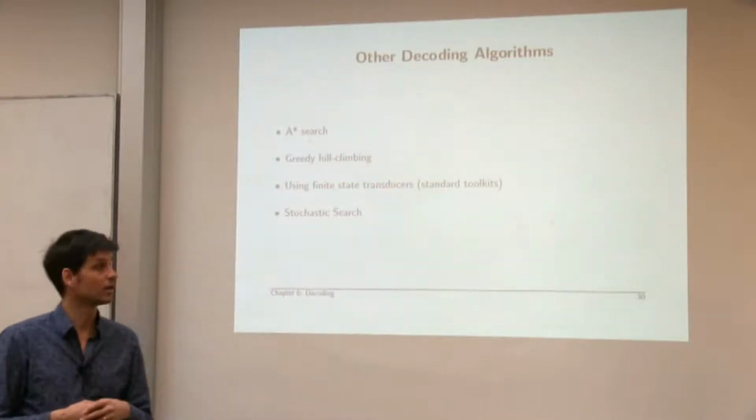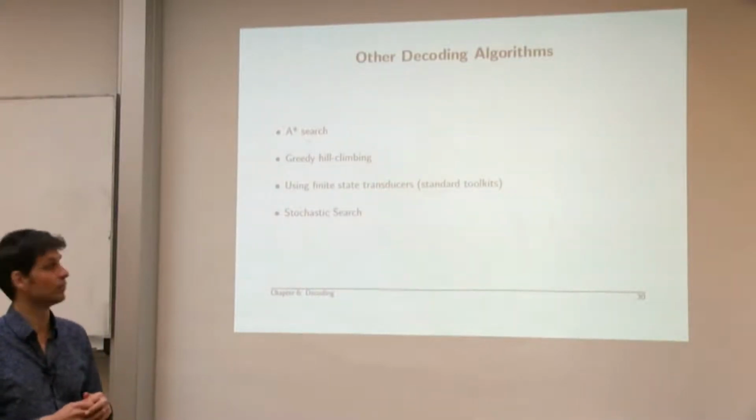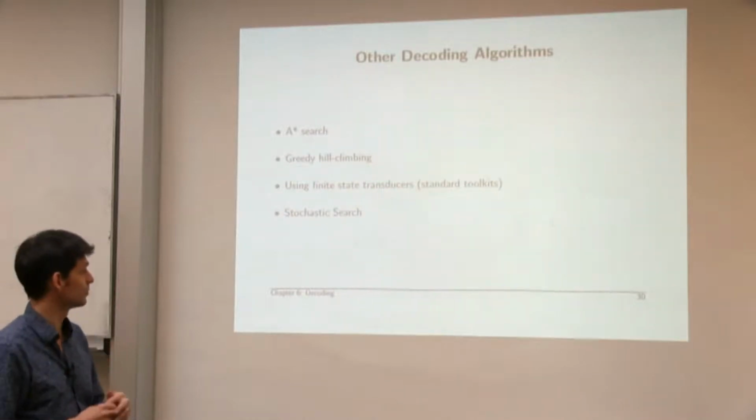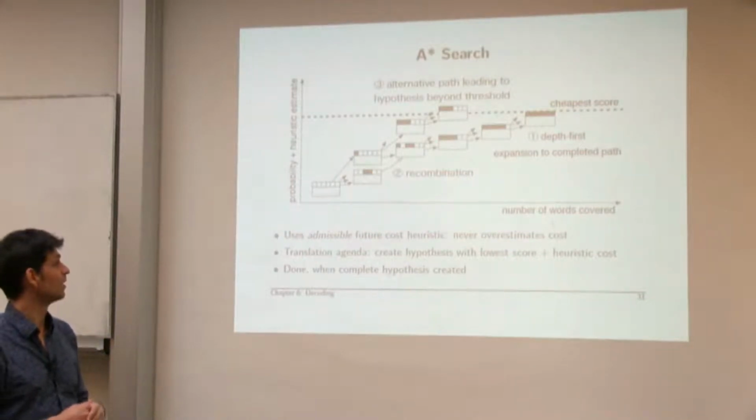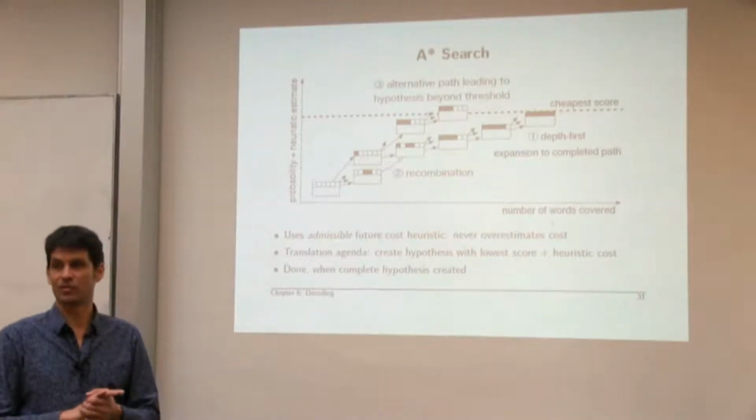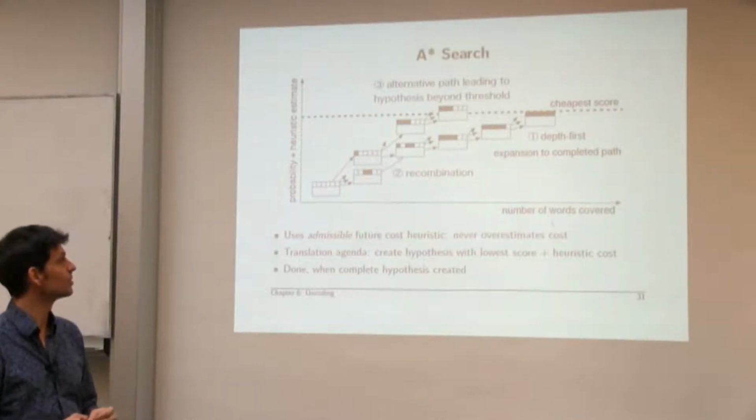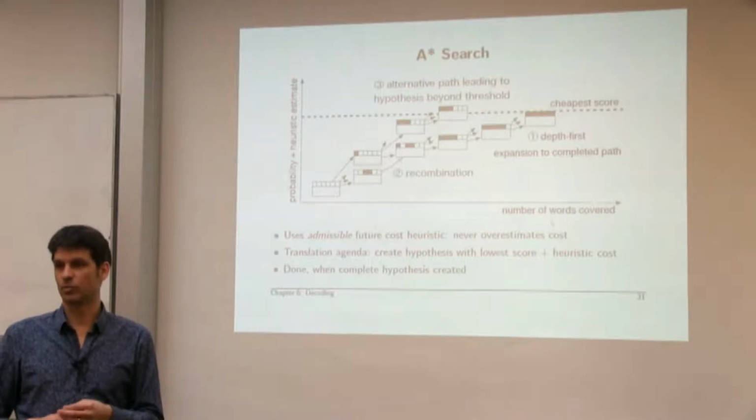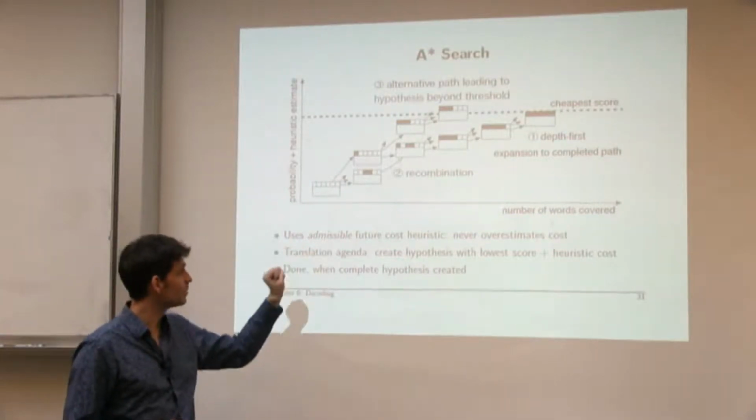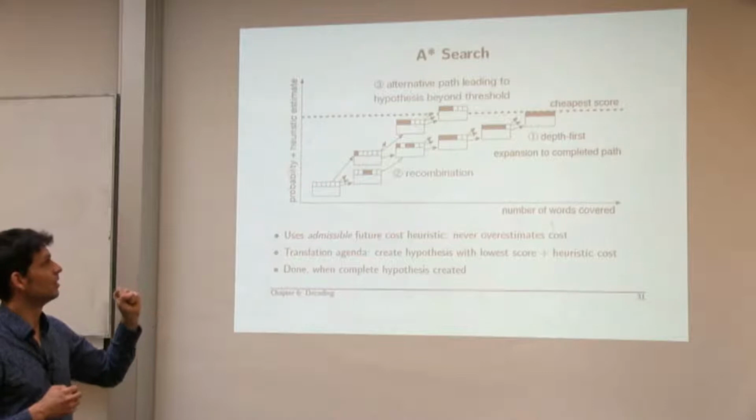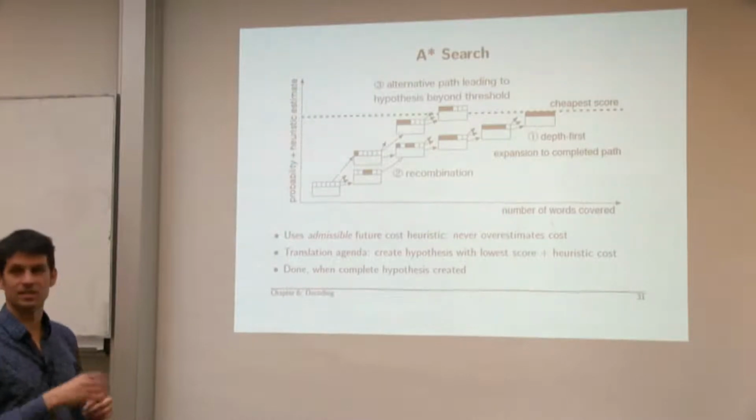So there are also other decoding algorithms, such as the A-star search that I mentioned, or greedy hill climbing. Maybe we'll get to that in one of the future lectures. You can also use finite state transducers and other possible searches. The A-star search is the basis for artificial intelligence in the narrow sense, searching through the space of possible solutions, and A-star search guarantees that it will find the best option if you use a heuristic which is admissible. An admissible heuristic is one which is always optimistic, which never overestimates the future cost.